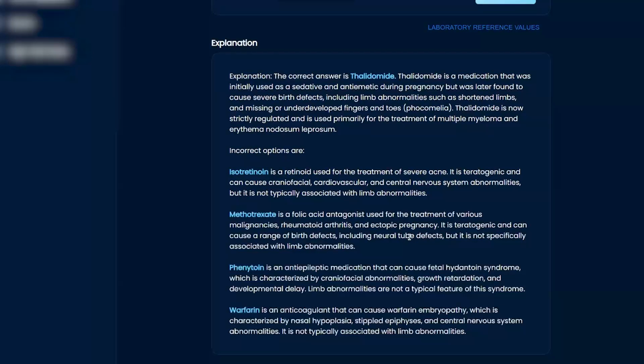And whenever you think of neural tube defects, you're thinking of spina bifida, anencephaly, so no head, things like that. And then phenytoin, you get craniofacial abnormalities, growth restriction and developmental delays. Warfarin, this is hypoplasia, CNS issues, all these things, but no limb. So limb is very specific for thalidomide. Okay.